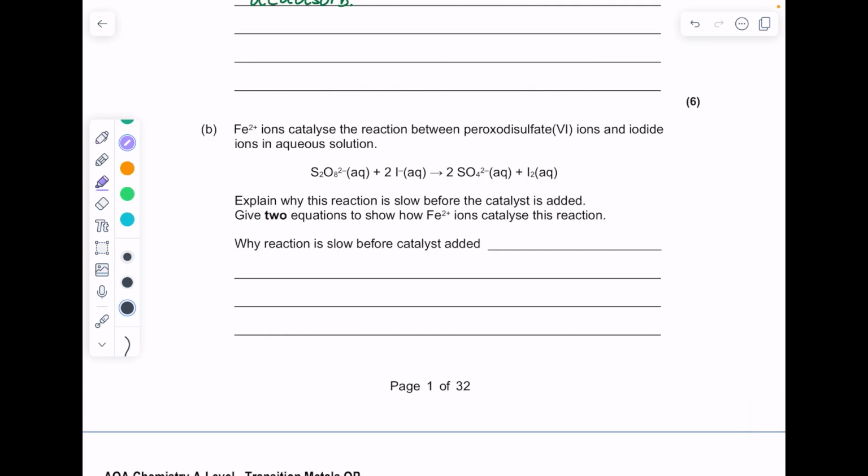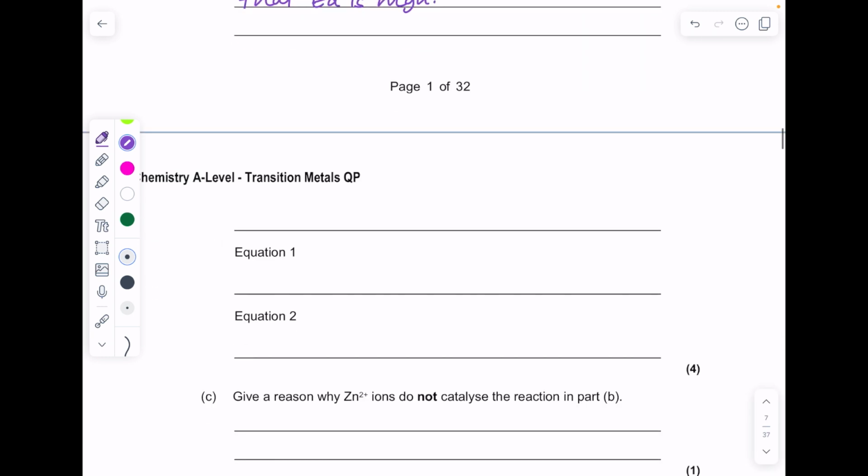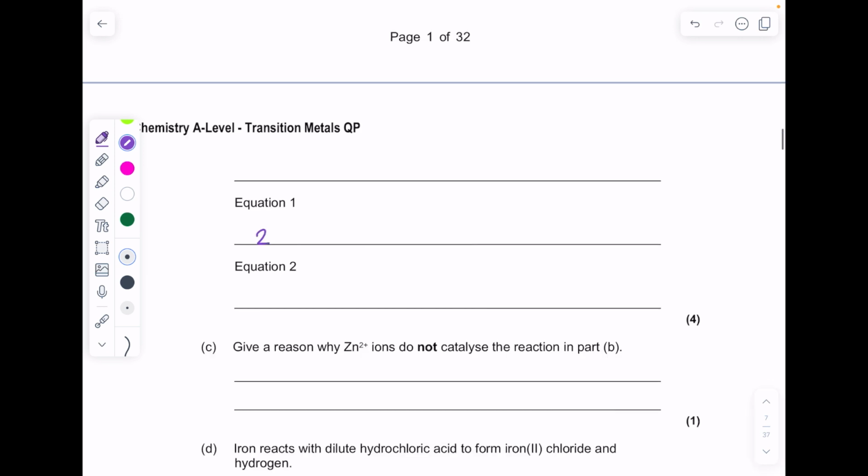Fe2+ ions catalyse the reaction between peroxodisulfate ions and iodide ions in aqueous solution according to this reaction. Explain why this reaction is slow before the catalyst is added, and give 2 equations to show how Fe2+ ions catalyse this reaction. So the first thing to point out here is that the 2 reactants are negatively charged and therefore repel, meaning that the activation energy is high. Let's now write the 2 equations. So equation 1, remember you do have to do an awful lot of learning off by heart in the transition element part of the specification.